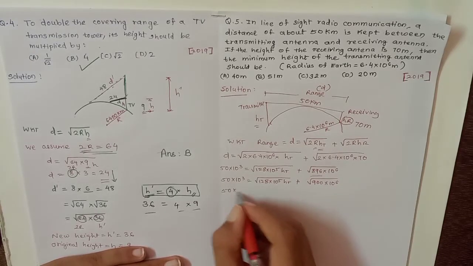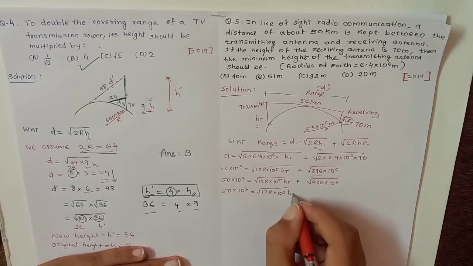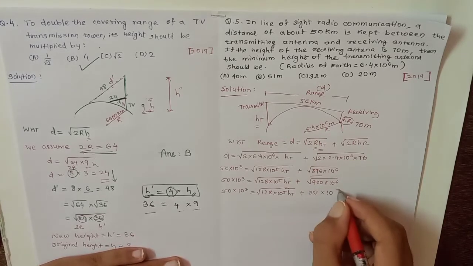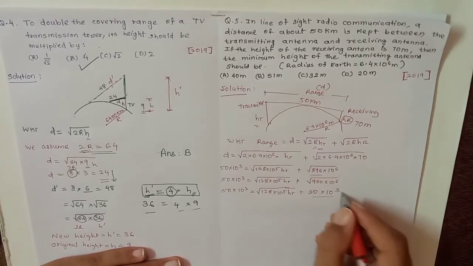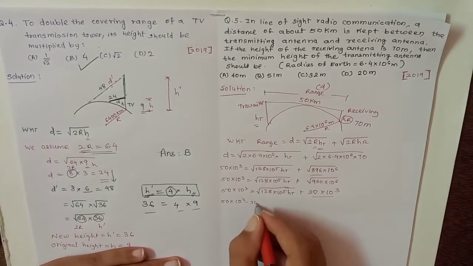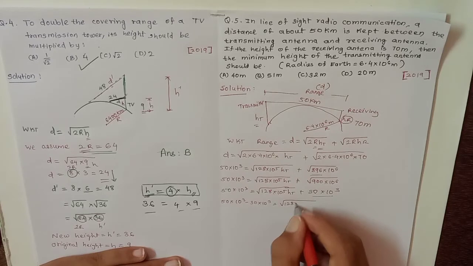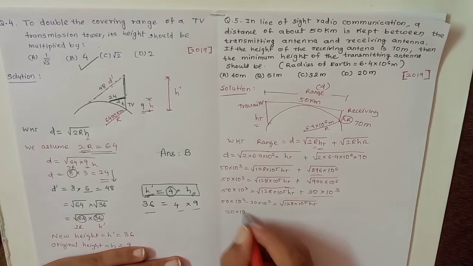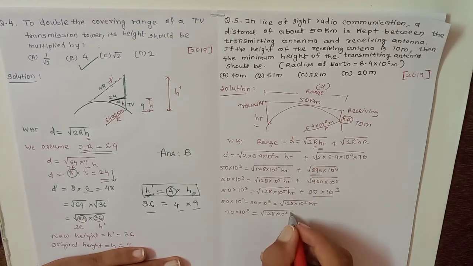So 50 into 10 raised to 3 is equal to square root of 128 into 10 raised to 5 HT plus the second term. We know that square root of 900 is 30 and square root of 10 raised to 6 is 10 raised to 3. So we can take this 30 into 10 raised to 3 over here. 50 into 10 raised to 3 minus 30 into 10 raised to 3 is equal to square root of 128 into 10 raised to 5 HT. So 50 minus 30 is 20 into 10 raised to 3, which is equal to square root of 128 into 10 raised to 5 HT.